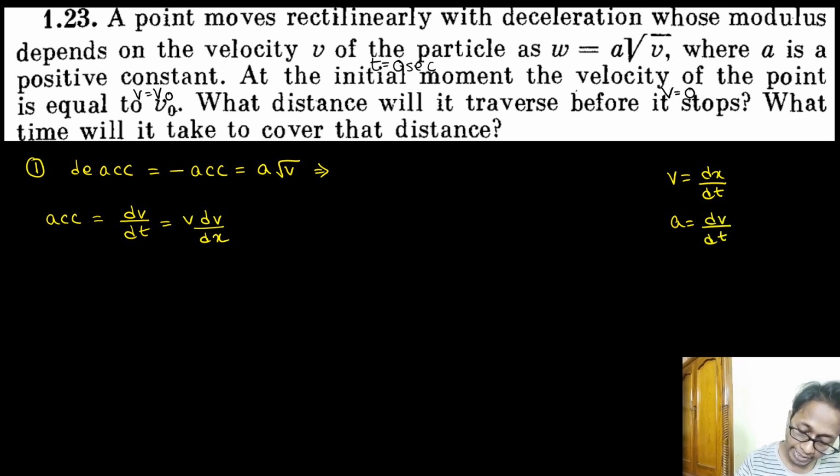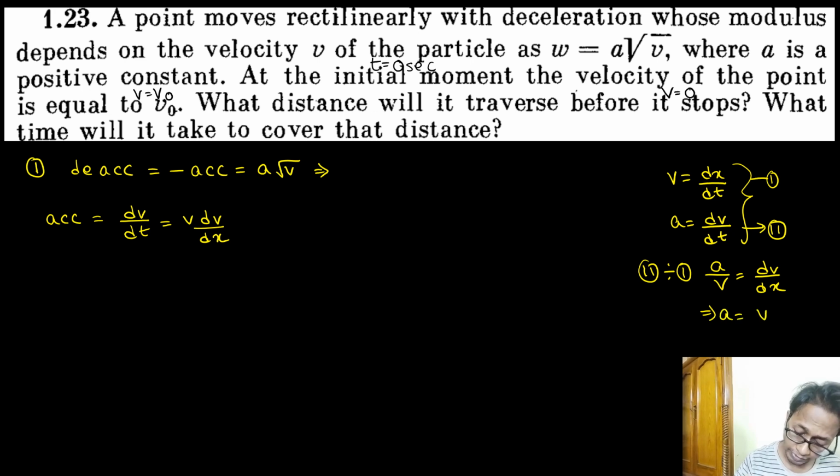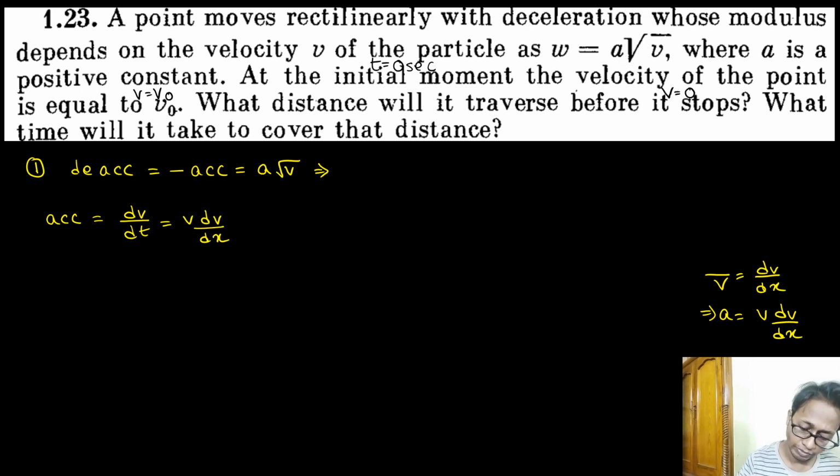So when you divide a by v, that is, 2 divided by 1, we get a by v is equal to dv by dx, or a is equal to v dv by dx. This is the origin of this formula, v dv by dx. This was some additional information which was not required in problem solving. So let's get back to the problem itself.